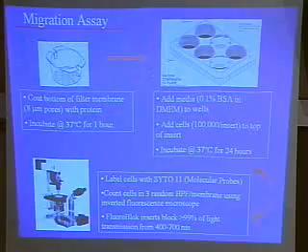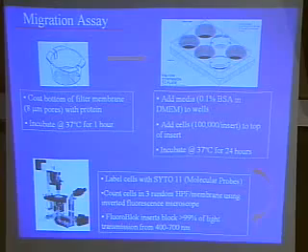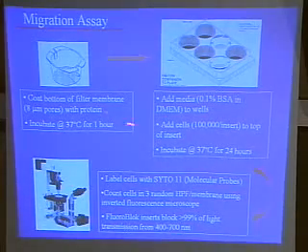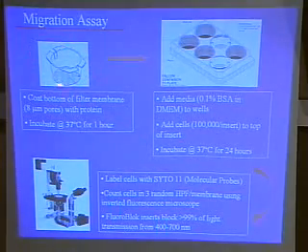However, we wanted to also determine if the alpha-9 beta-1 integrin could mediate migration in these cells, which is also important for tissue formation. And so what we did in the migration assay was to coat the bottom of these filters with a protein, and these filters have 8-micron pores.